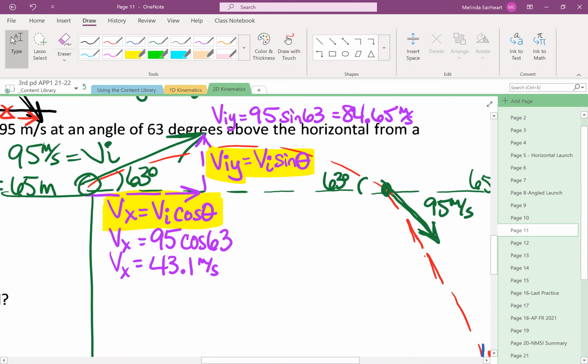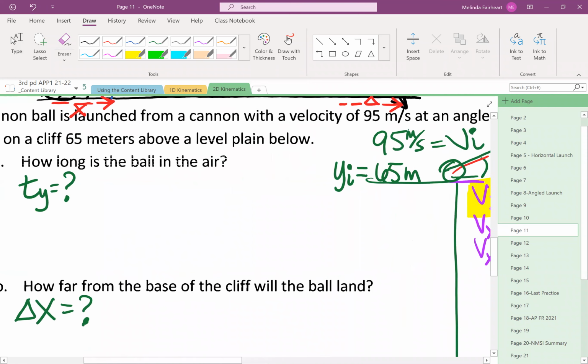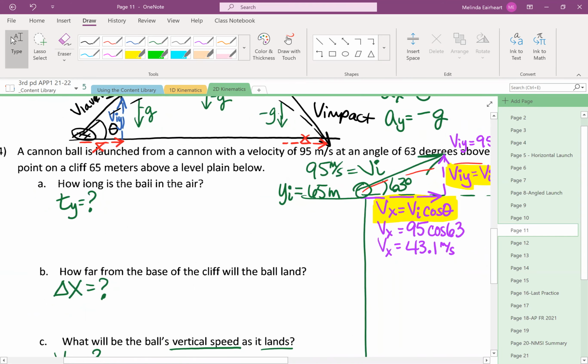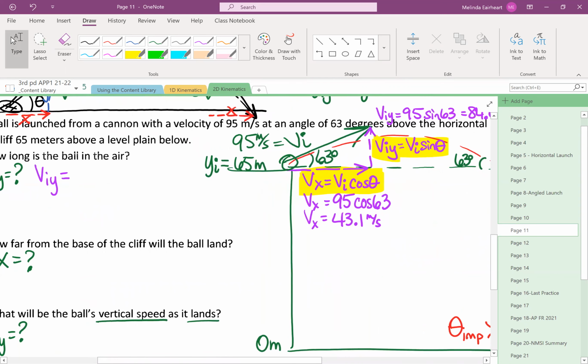All right, so now that that's out of the way, and I highly recommend making that your step 2 after your picture, right? Because chances are you're going to need both. Part 1 says, how long is the ball in the air? We said earlier, let's do that vertical. So what do we know vertically? Well, we just found Viy, and we had what, 84.65.